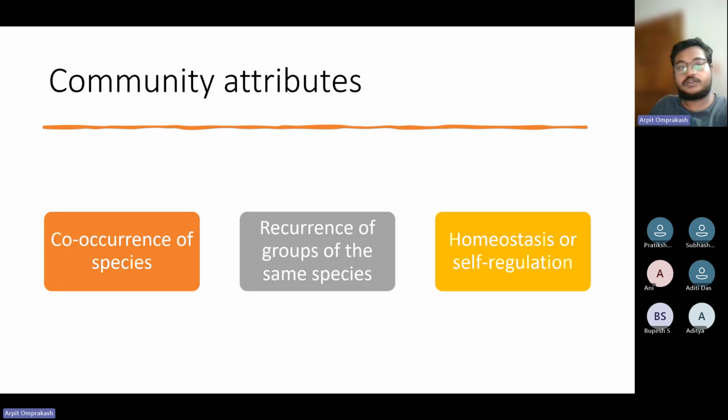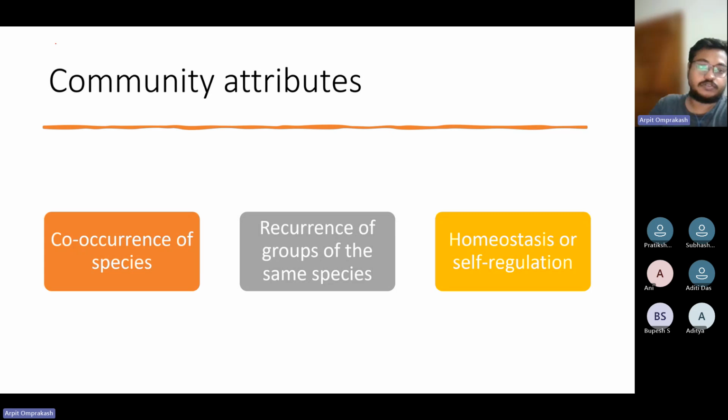So we also talked about community attributes. Community attributes are things that are common across all communities. The first attribute is co-occurrence of species. So in a community, let's say we have one species and another, species A and species B, which are linked together or basically have some relation with each other, then both of them will tend to co-occur.